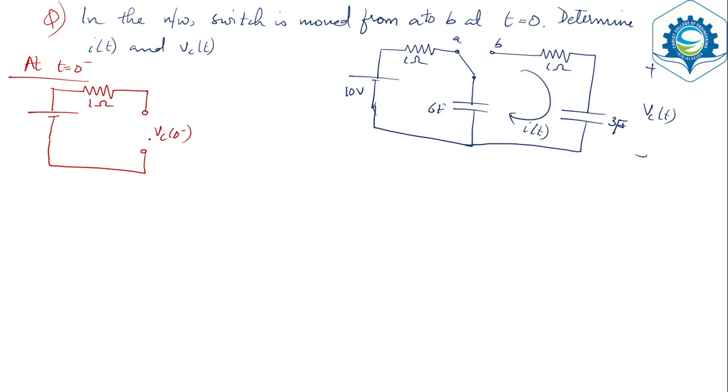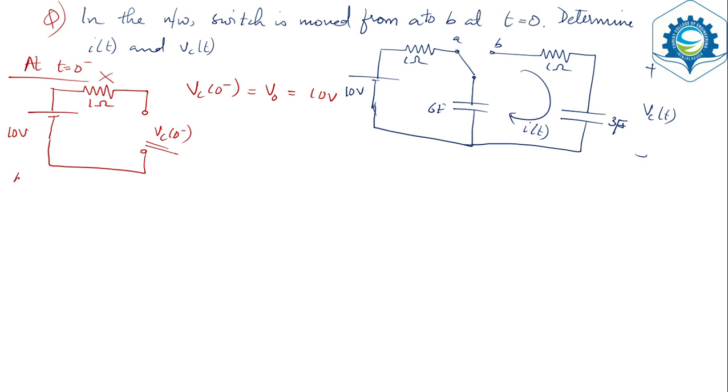Now, you need to find the voltage VC of 0 minus. Is there any current flowing through the circuit? No, right? Because it is an open circuit. Because the capacitor, we are replacing it with an open circuit. That is why no current is flowing through this particular circuit. So that means there is no voltage drop across the 1 ohm. And the voltage across this capacitor will be same as 10 volts. So VC of 0 minus, or you can call it V0, will be 10 volt.